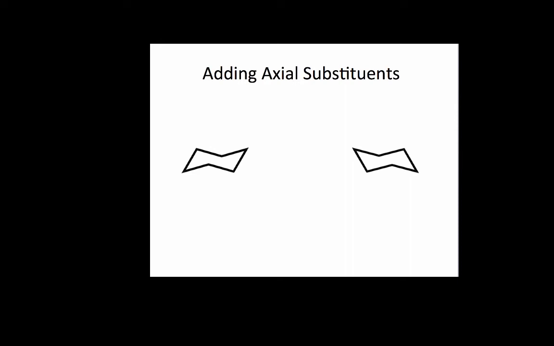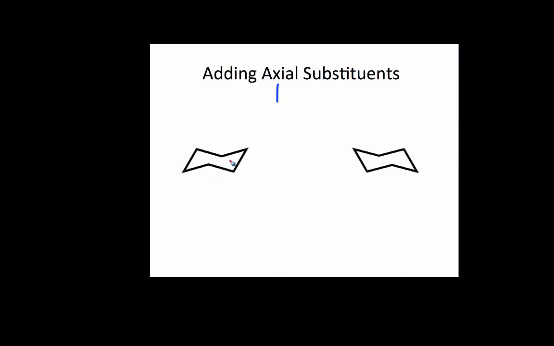Now we can work on adding the substituents to the chair cyclohexane. And remember that cyclohexane has 6 carbons. Each carbon has 2 substituents, be it just a hydrogen or some other group. So we need to put 12 things around the cyclohexane and get them in the correct orientation. We're going to start with the axial substituents. And remember that axials always go straight up or straight down.